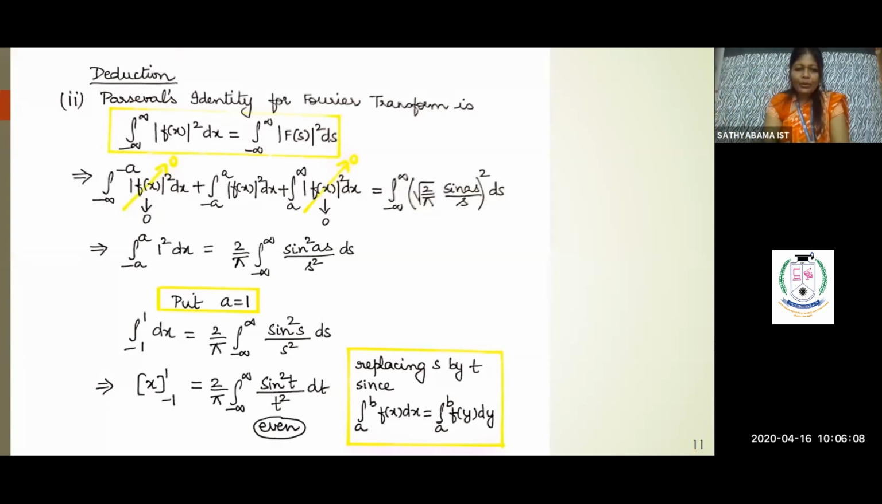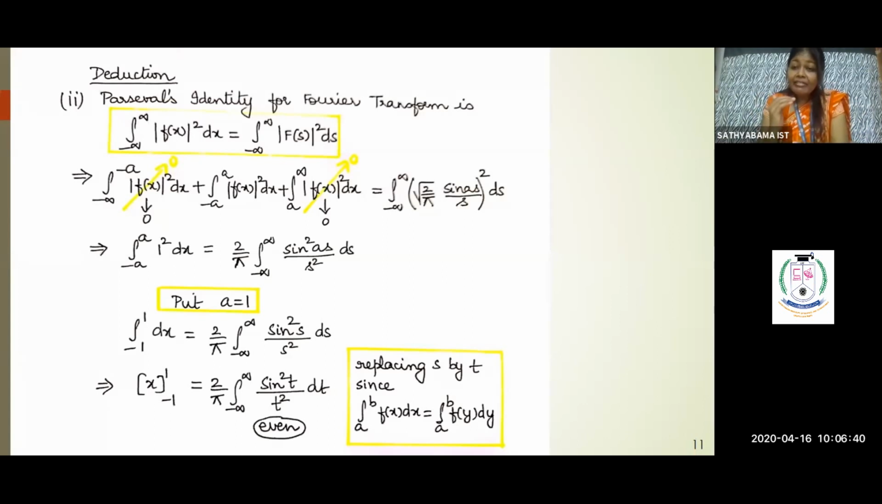Okay. Now, look at the left hand side. The first integral and the last integral become 0 because f of x is 0 there. We already discussed this, remember? Okay, now look at the middle integral. What is the value of f of x in the middle integral from minus a to plus a? It takes the value 1. So I have integral minus a to plus a, 1 square dx equal to 2 by pi into, see, what is sine as by s the whole square? It is sine square as by s square ds. Okay, have you understood so far?